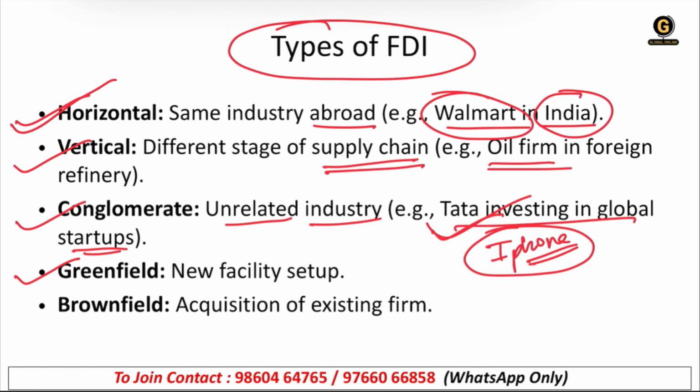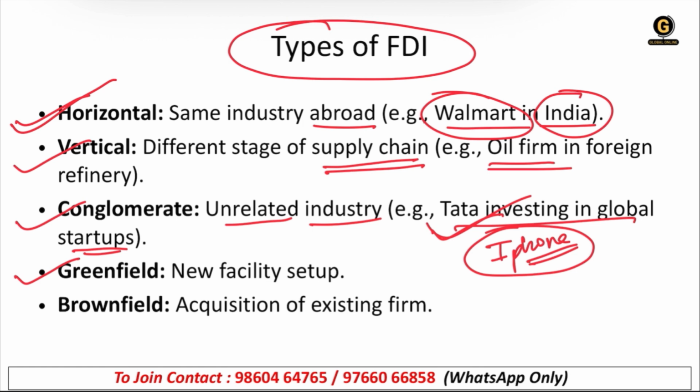Conglomerate means a company which is engaged in a particular production, but they are investing in a different company which is not their production, right? A car company which is engaged in the production of cars is investing in a different company which is not producing cars. Maybe that company is engaged in the IT sector, maybe a food company. Getting it? That is conglomerate. And what is greenfield?